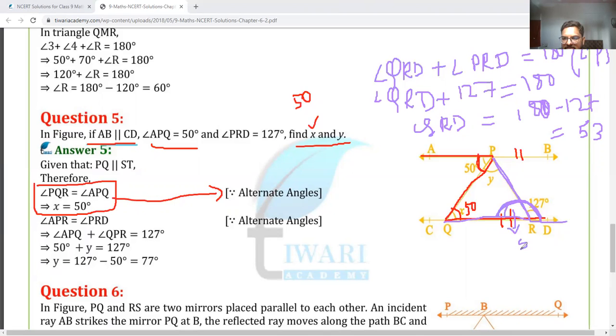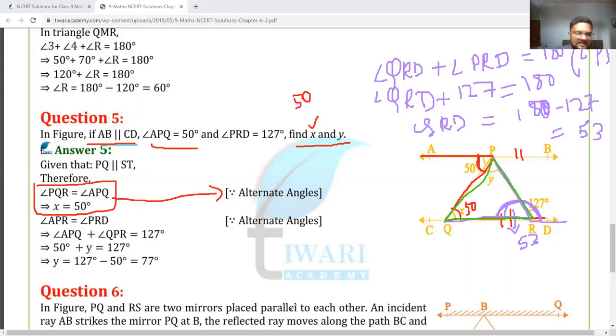This is your 53 degree. Now what will we do? It is a very interesting fact if you look at the question again carefully. We have a triangle PQR, and we know the angle sum property of PQR gives you 180 degree. When we add the three angles of a triangle, it gives you 180 degree.